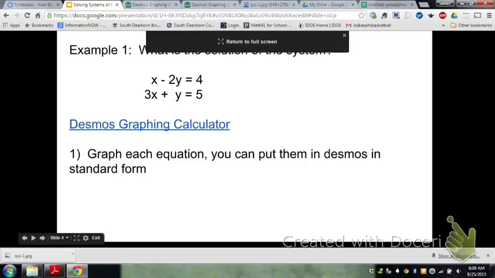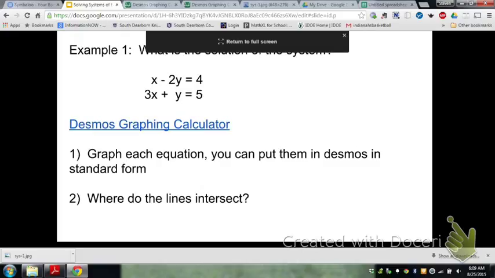Graph each equation, putting them in Desmos in standard form as I just showed you. Where do the lines intersect? Well, they intersected at 2, negative 1. Thus, the solution to the system is 2, negative 1.